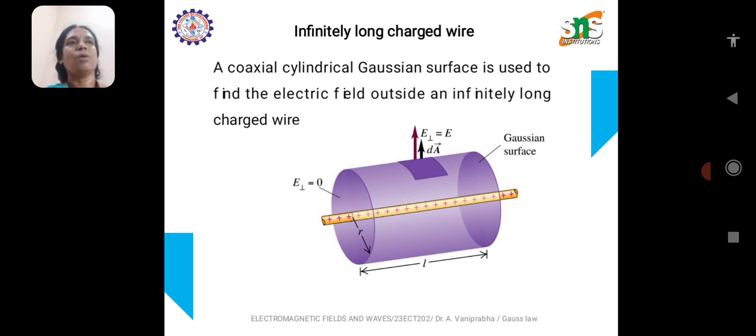field, in which direction the field will be oriented. Either the field is oriented in the radial direction or in any other direction, theta or phi. So based on that, the formula has to be obtained and E has to be found.